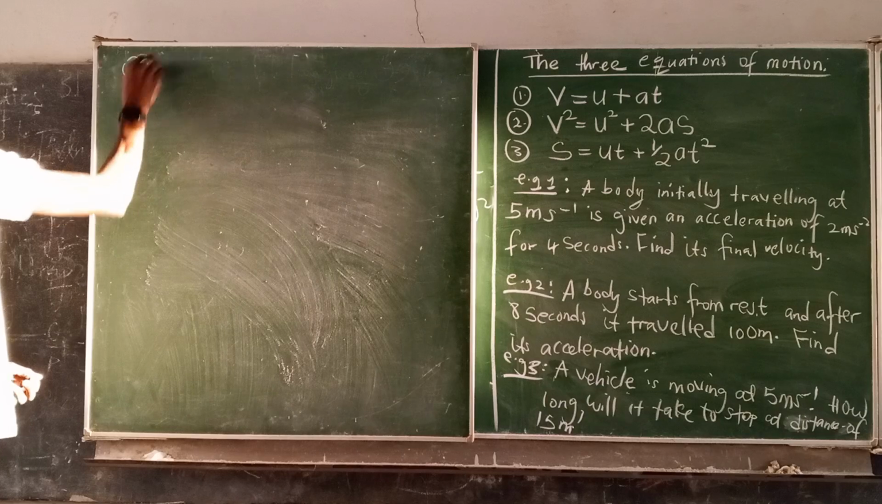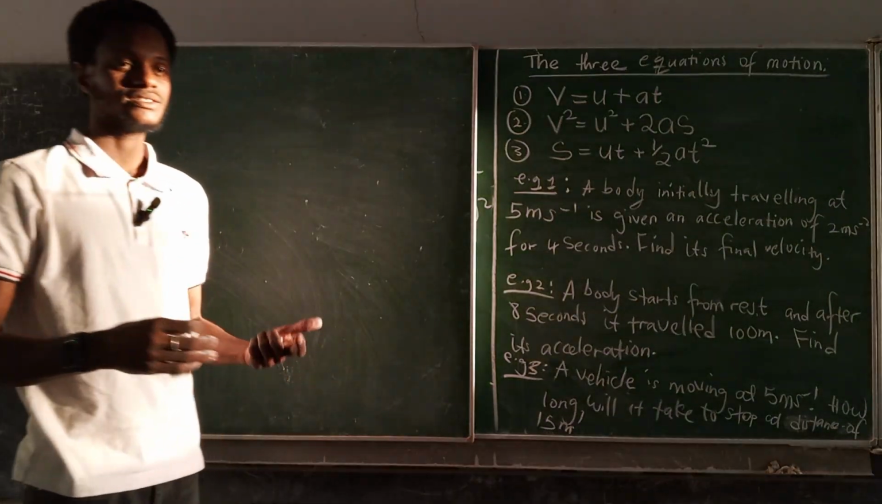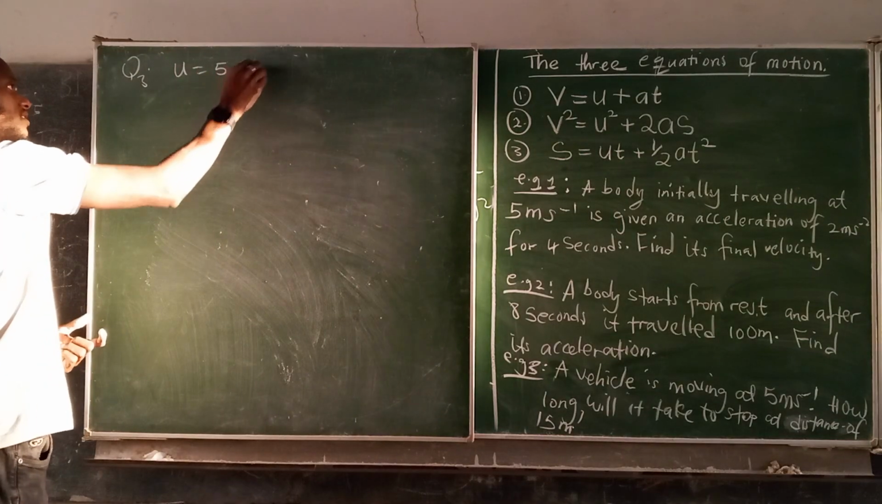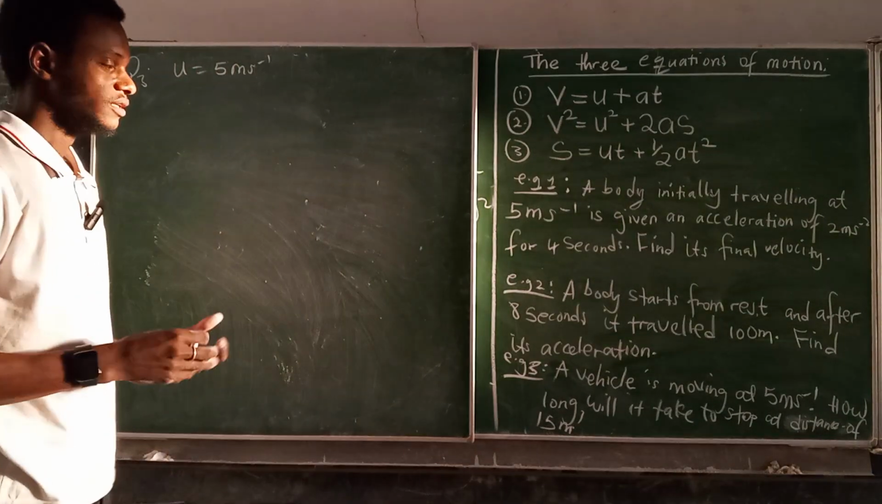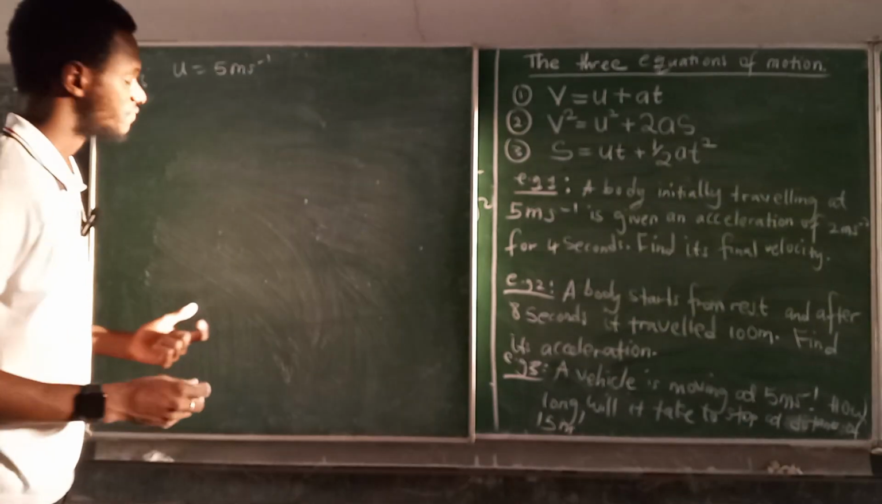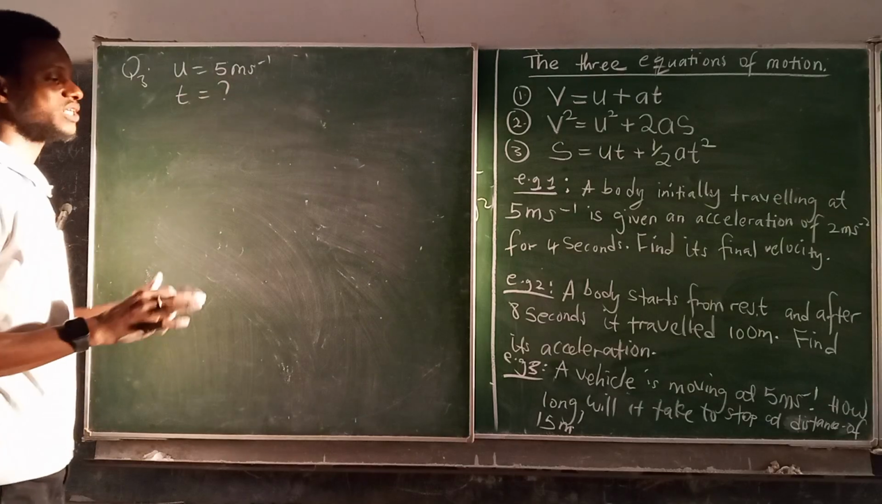Question number 3 reads: a vehicle is moving at 5 meters per second, so the initial velocity is 5 meters per second. How long will it take to stop at a distance of 15 meters? So we are asked for the time it will take to stop.